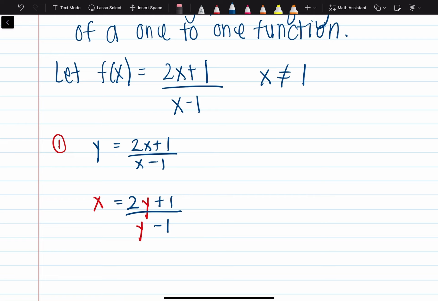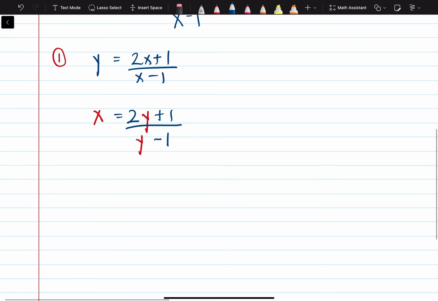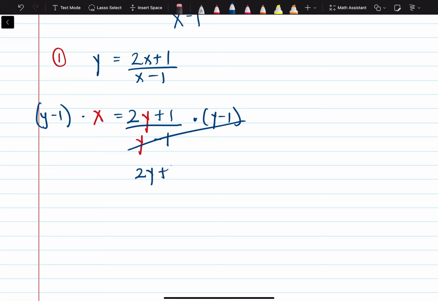Now what you're going to do is you're going to solve your new equation for y. To do that, because it is a rational equation, we have to first get rid of that denominator. So let's go ahead and multiply y minus 1 to both sides. Since it is a binomial, you should write it in parentheses. These eliminate out, and then you're left with just 2y plus 1 equals, right here you can go ahead and distribute out that x, so that would be xy minus x.